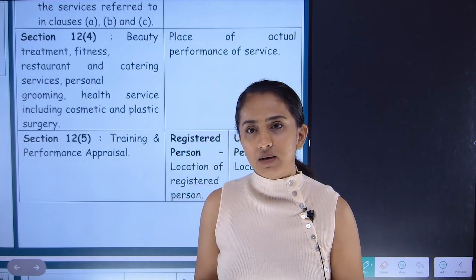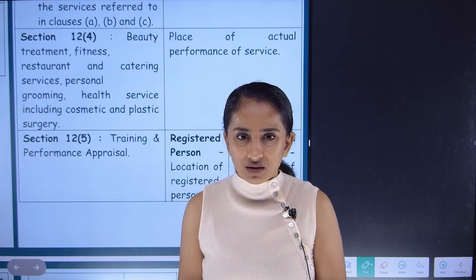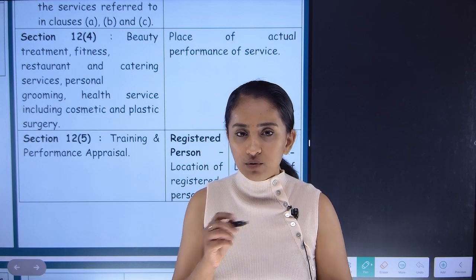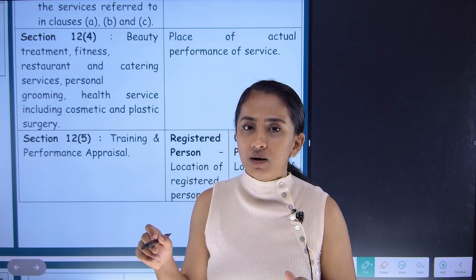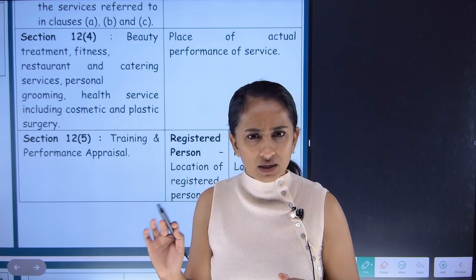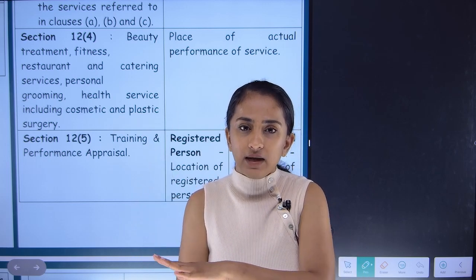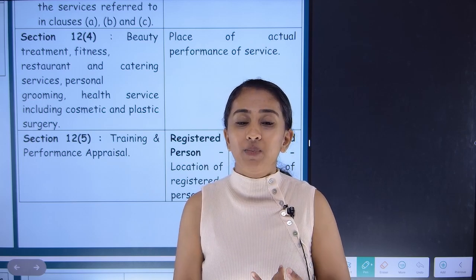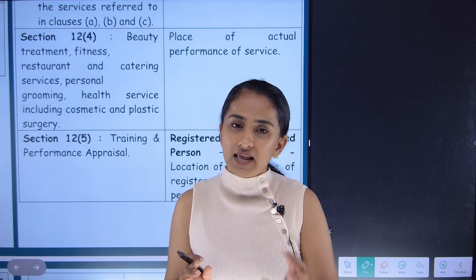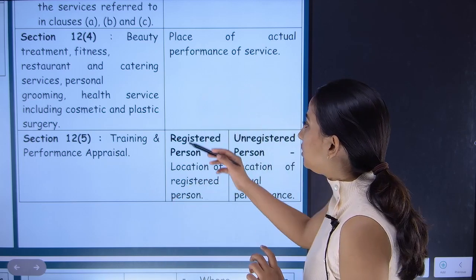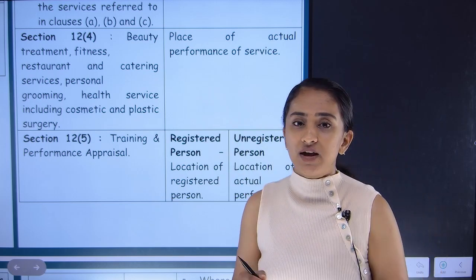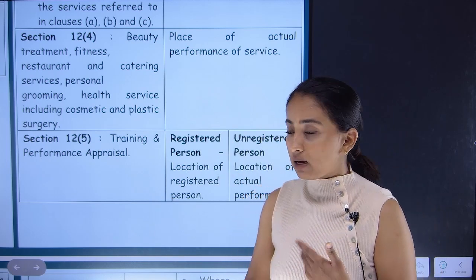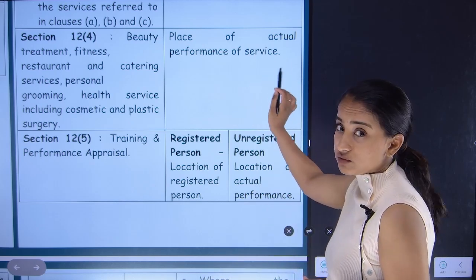So, where is the place of supply? Wherever the restaurant services are being offered, right? Every time you go to a restaurant, will you ask what is your address? You are the recipient. If you are from Delhi, I will tax it to Delhi. No, right? So, in simple, anything related to immovable property or place of actual performance of service will be the place of supply. So, here it comes to restaurant, catering, personal grooming, health service, cosmetic, plastic surgery, wherever that activity has been performed, that will be the place of supply, place of performance of service.